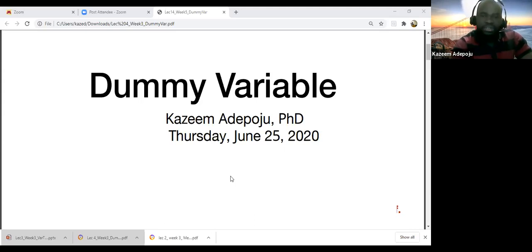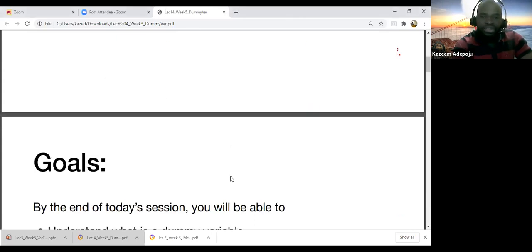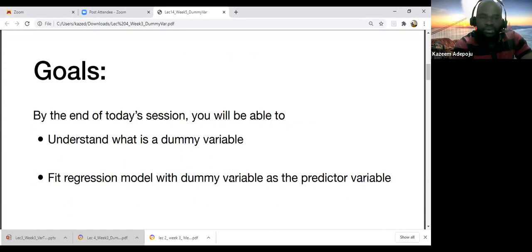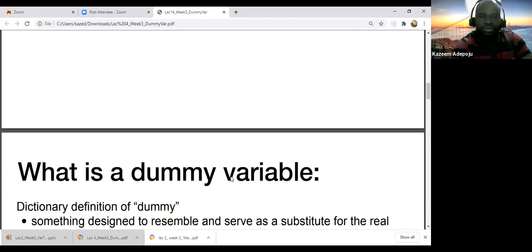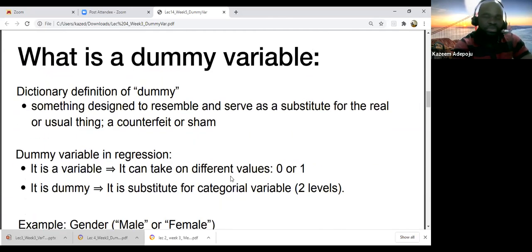Okay, so because of that, we got this goal. Number one, you will be able to understand what is a dummy variable, and you will be able to fit a regression model with a dummy variable as a predictor variable. Okay, so that is the goal of this lecture. Okay, so I'm actually going to start with what do we mean by dummy variable.